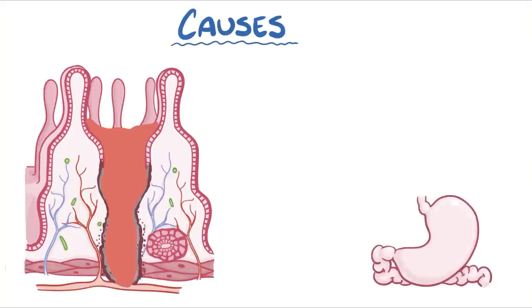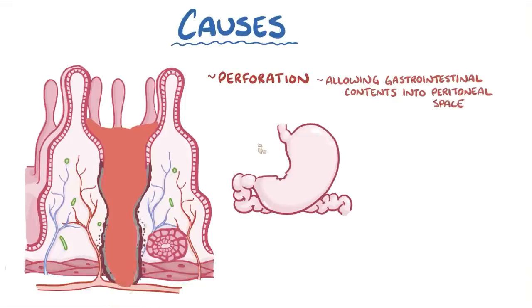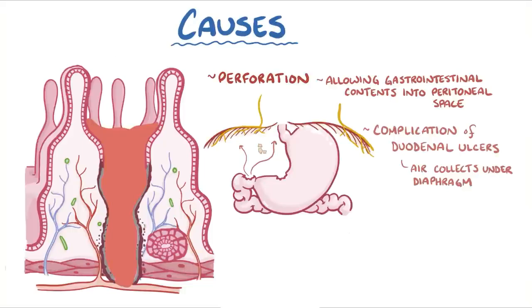Another complication is perforation, which is when an ulcer erodes all the way through the wall of the stomach or duodenum, allowing gastrointestinal contents like undigested food and gastric secretions to get into the peritoneal space, which is usually sterile. Perforation is a well-known complication of duodenal ulcers on the anterior wall of the duodenum. When they perforate, air starts to collect under the diaphragm, irritating the phrenic nerve and sending referred pain up to the shoulder.